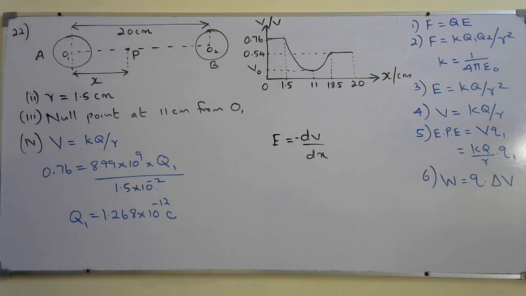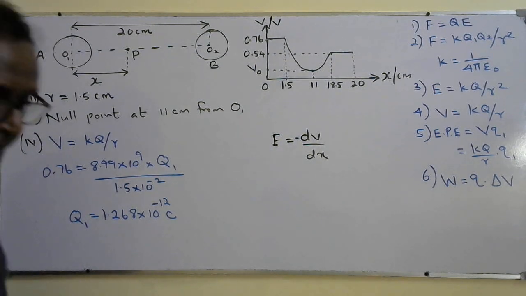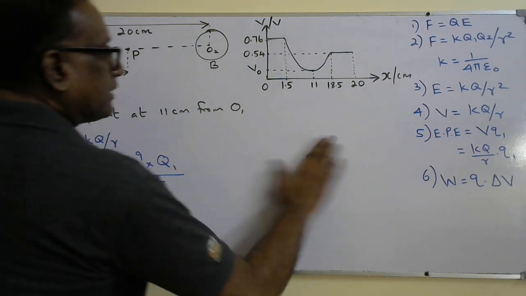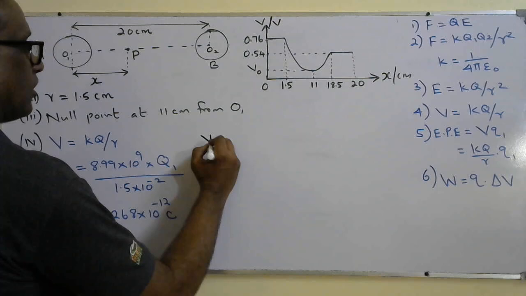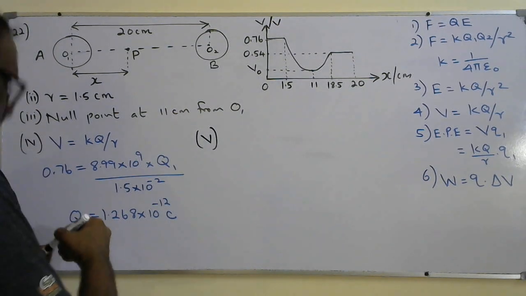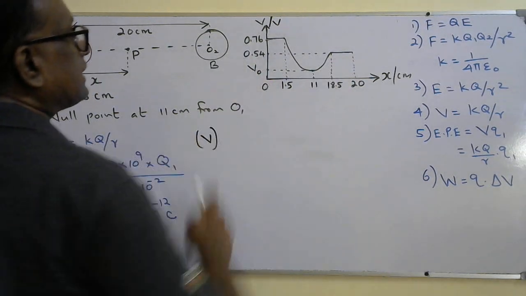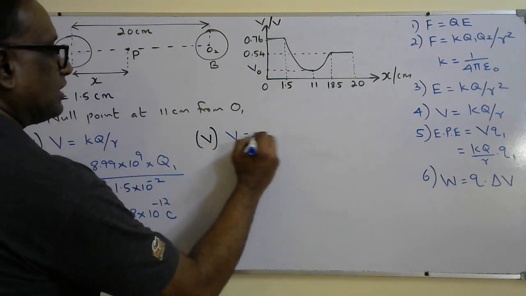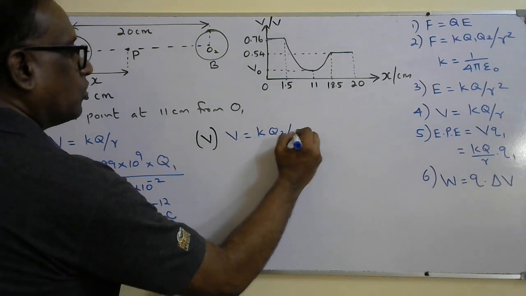Okay, next part, find the charge on sphere B. Same method, same approach. The fifth part, find the charge on sphere B. Same way, the potential at which is 0.54. So use the same equation, V equals K Q2 over R.